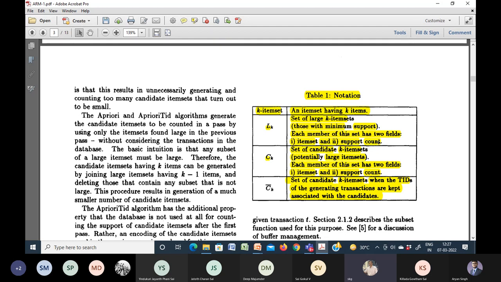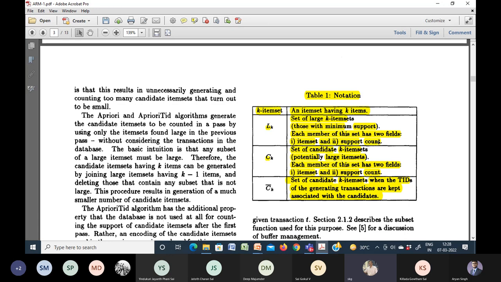And Ck bar is the set of candidate k-item sets where the TIDs of the generating transactions are kept associated with the candidates. This allows us to fall back to the database to retrieve the data. So Ck bar holds the candidates along with the transaction IDs.